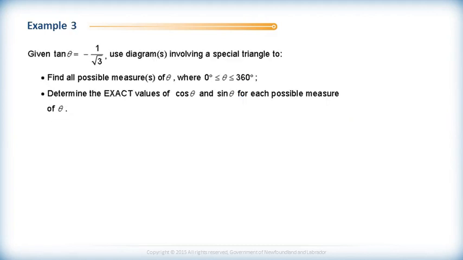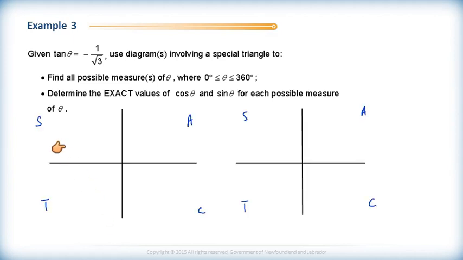In this last one, we're told that tan theta equals negative 1 over root 3, and we have to use diagrams involving a special triangle to find all possible measures of theta, first of all. For clarity, I'll break this up into two diagrams. Our tan value is negative, so we note that. Therefore, we could have a terminal arm in quadrant number 2.